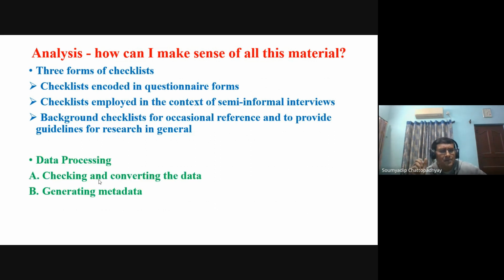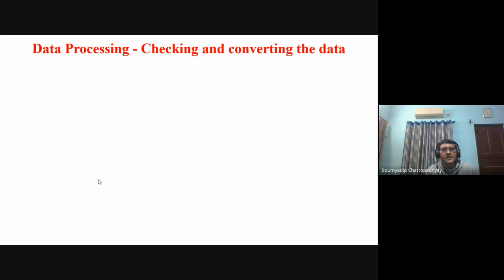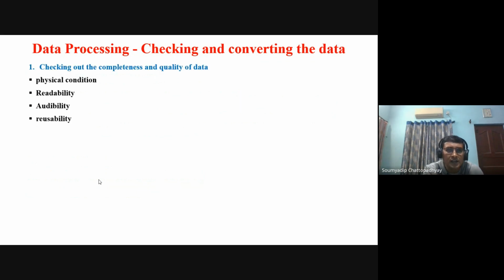And regarding data processing, there are two important pillars. What are those pillars? First, you have to consider checking and converting the data, and then you have to consider generating metadata. Let me describe them one by one. Under checking and converting the data, there are four different components.